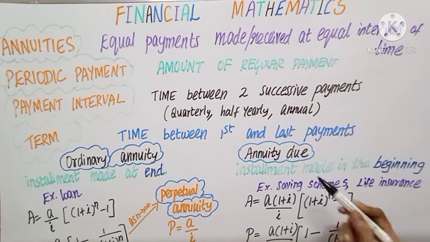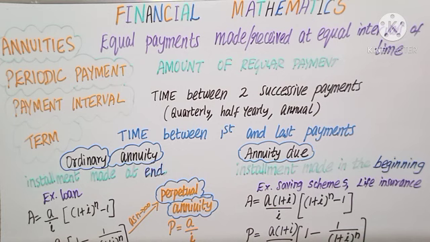For annuity due, I can give you an example: life insurance. The policy payments we make at the beginning of each quarter or beginning of each half year or beginning of every year. Beginning doesn't mean January. Beginning means the beginning of your policy, when you start with, that is called beginning.